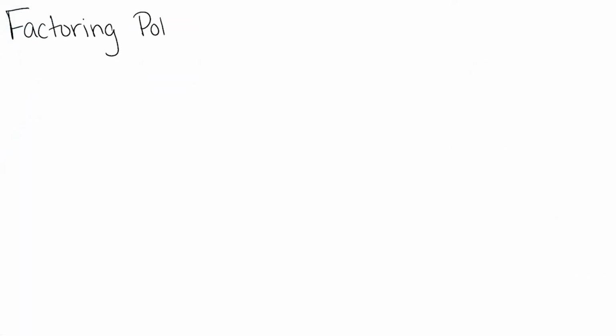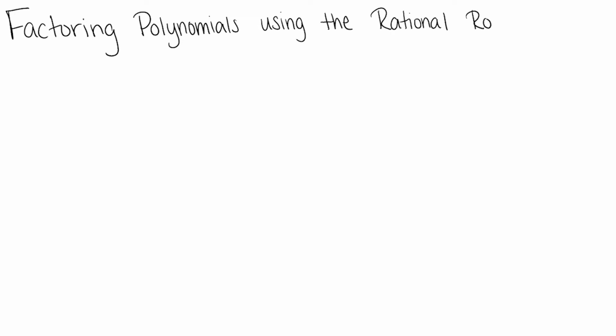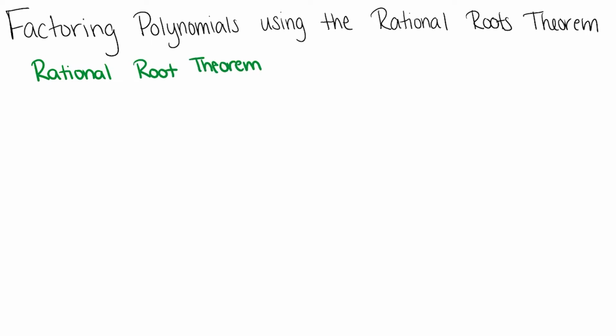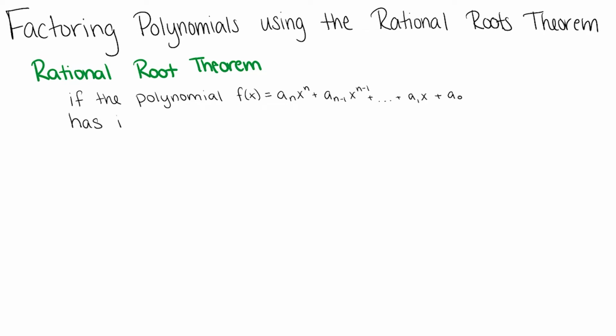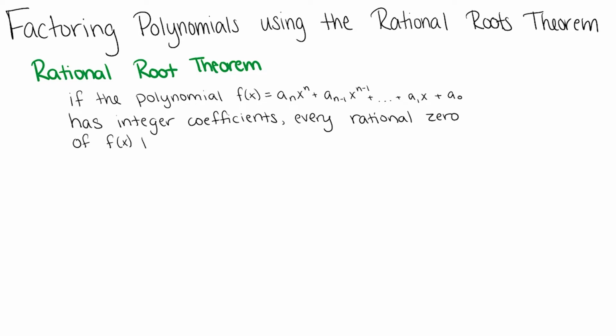Today we're going over factoring polynomials using the rational root theorem. The rational root theorem states if the polynomial f of x equals a n x to the n plus a n minus 1 x to the n minus 1 all the way to a1x and a0 has integer coefficients, every rational zero of f of x has the form p over q, where p is a factor of the constant term a0 and q is a factor of the leading coefficient an.